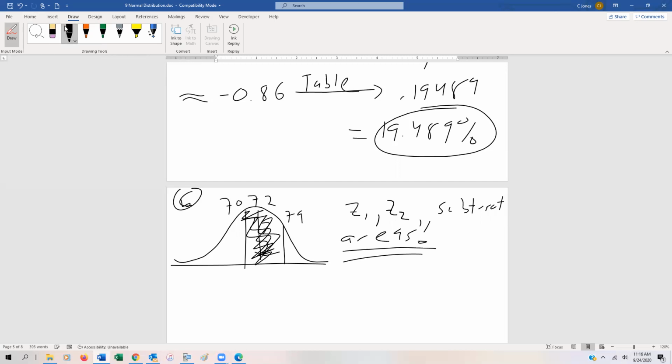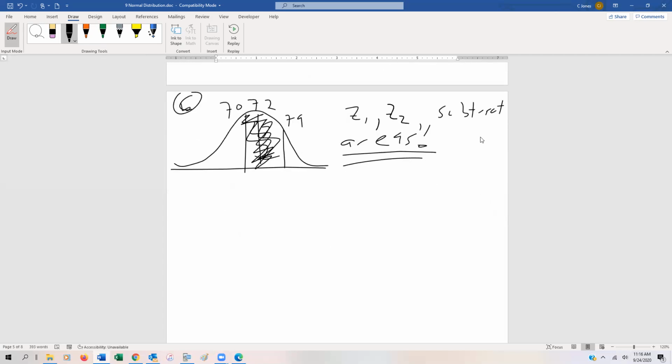There we go. Still looks not too good, but it is what it is. So let's compute Z1. If you remember, I suggest using the bigger Z first, or the bigger X, excuse me. So this is 79 minus 72 over 7. That just ends up being 1, because that's 7 over 7, which is 1.00. And then we're going to convert that in a note.